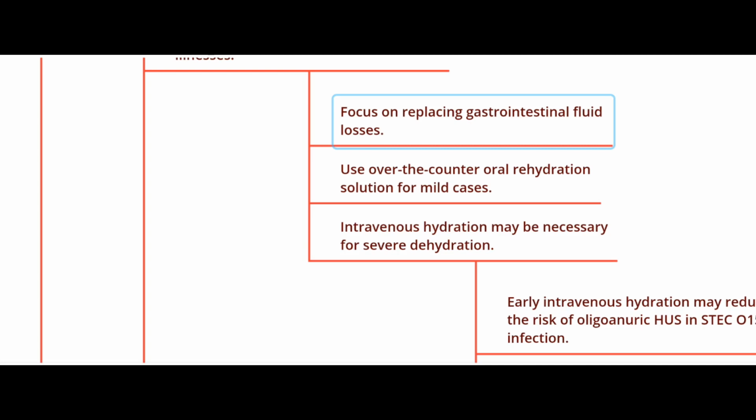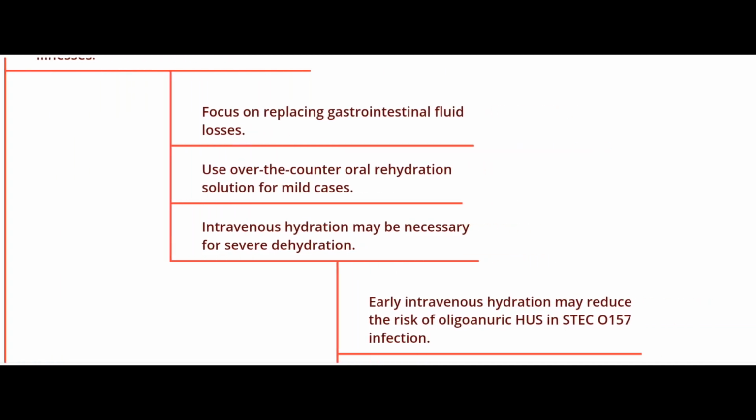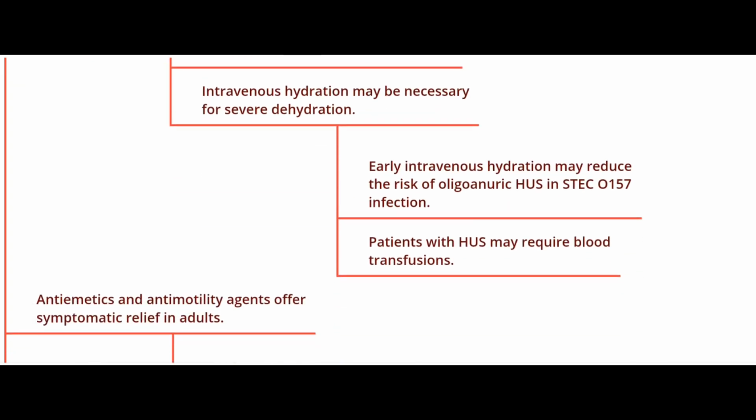Early IV hydration, for example in oligoanuric hemolytic uremic syndrome, will reduce the risk. If we talk about our patients with hemolytic uremic syndrome, for example, we should add other than just fluid solution administration. We should have blood administration also. Oral rehydration therapy and fluid management will be covered in our next video.